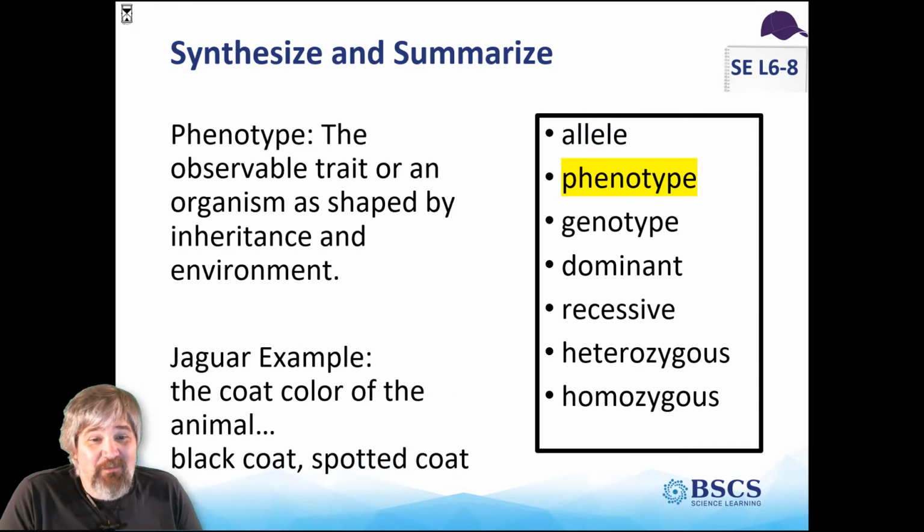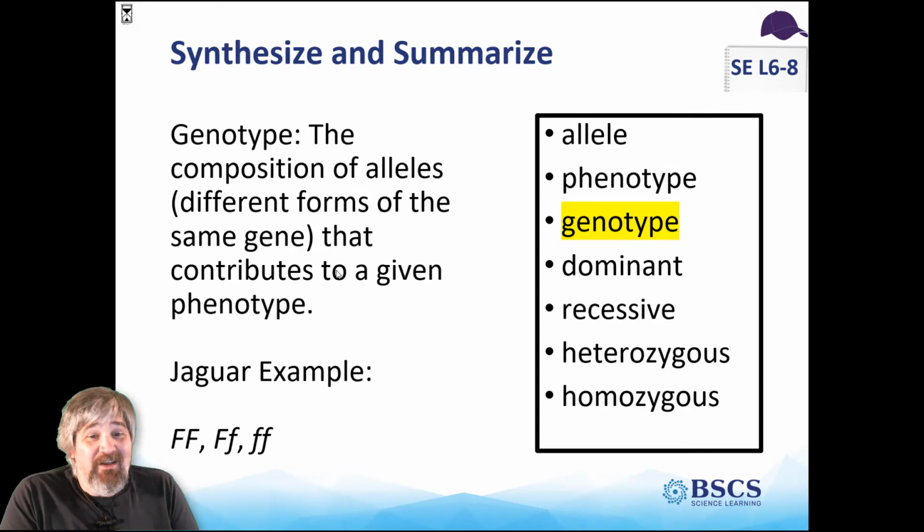Phenotype. So again, that's the observable trait. See, I just copied and pasted that from the other slide. It's shaped by inheritance and environment. Now in the jaguar, again, that's the black coat versus the spotted coat. Genotype. So that's the alleles that contribute to a given phenotype.